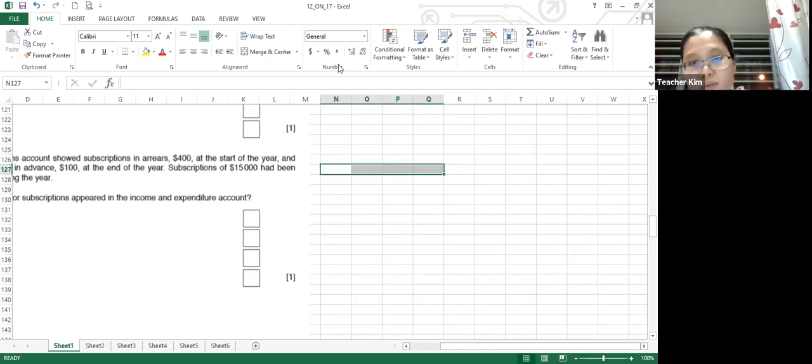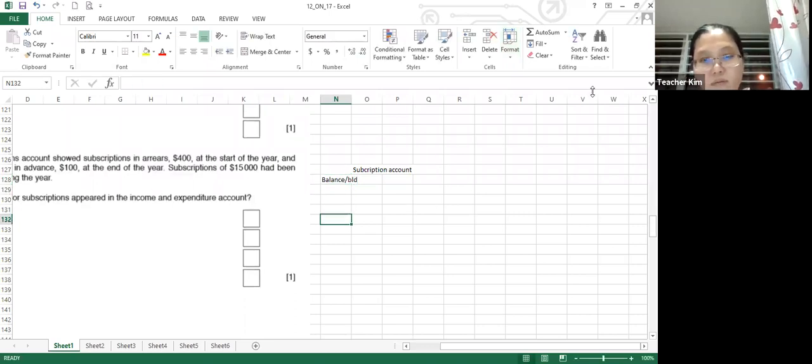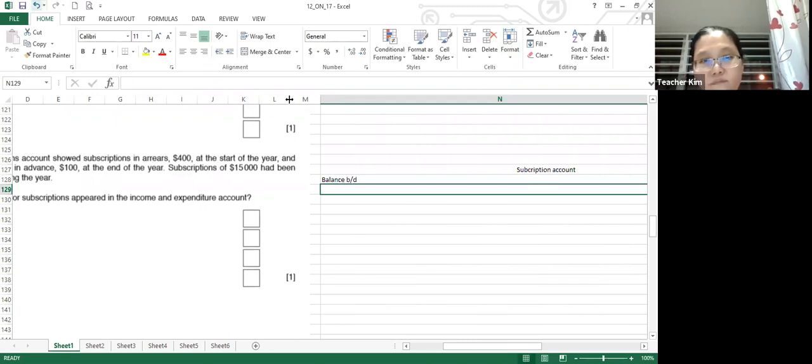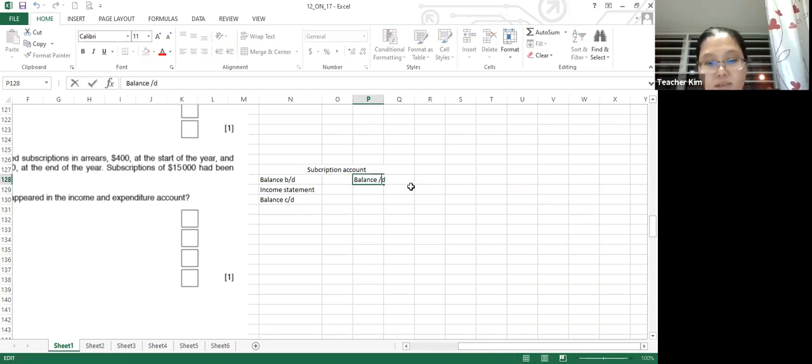So I put subscription. Here, balance. Okay. And then income statement. And then balance carried out. And in the credit side, also we have balance brought down. I put in all the accounts, the details.